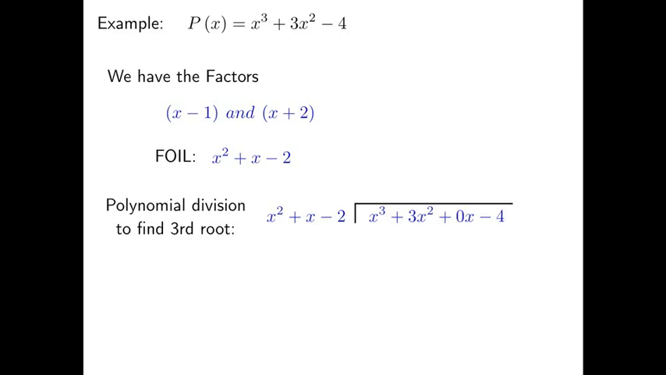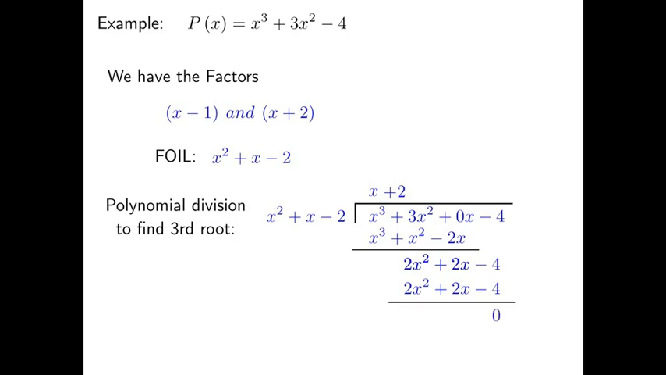And first we will put in a placeholder for our x term in our dividend. So here we go, we're going to multiply by x. We get this product. Now we'll do some subtraction to get 2x squared plus 2x. Bring down the 4. And then if we multiply by 2, we get this product, 2x squared plus 2x minus 4, and we see that our remainder is 0, which is good. That means it factors evenly. So our fully factored form of p of x is x minus 1 times x plus 2 quantity squared.